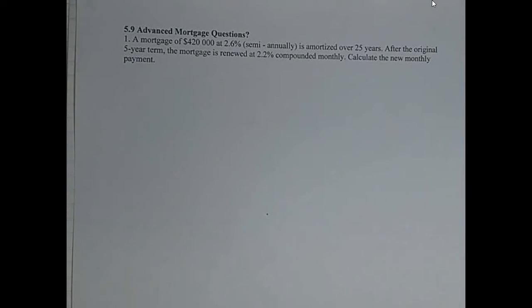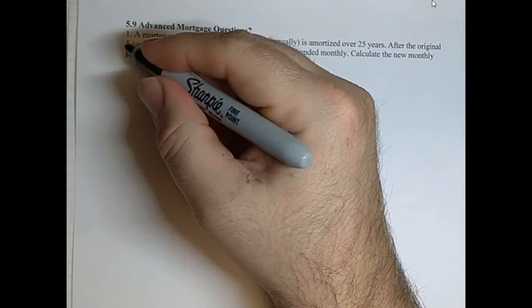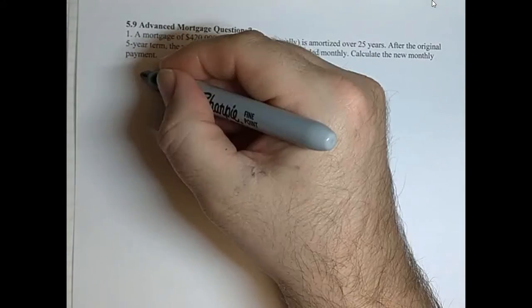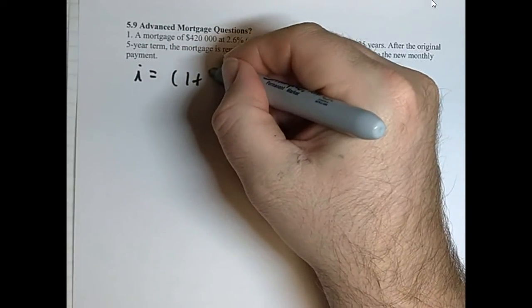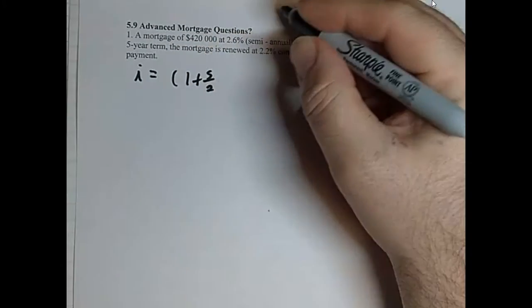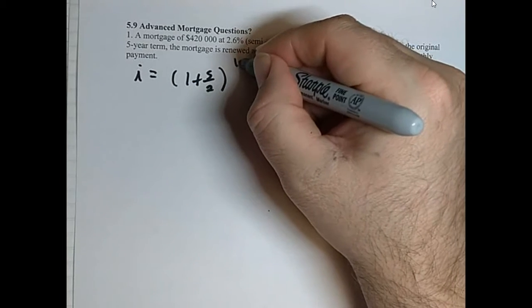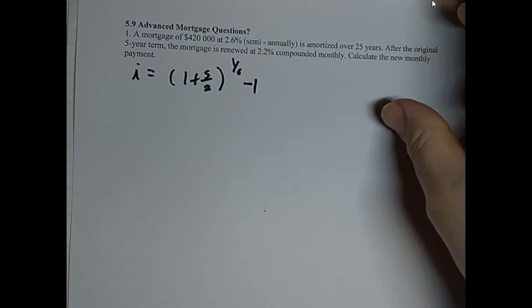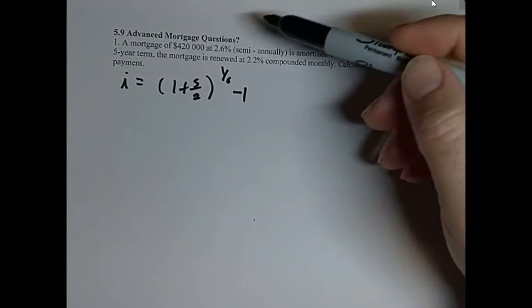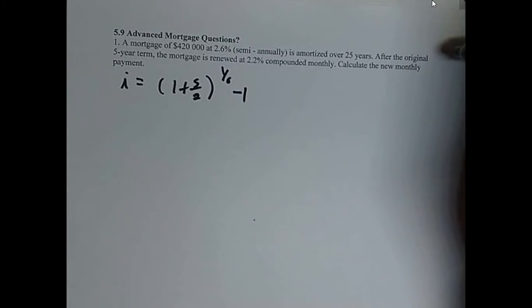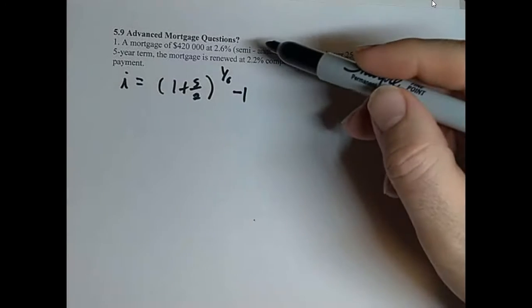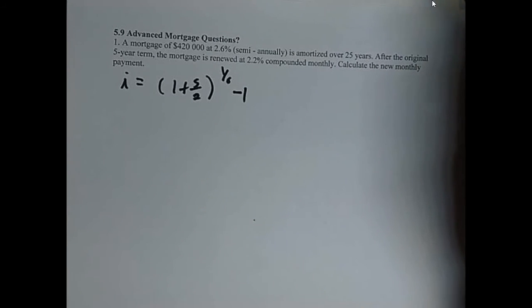Okay, step 1. Step 1 is find the interest rate. We're going to use i equals (1 plus j over 2) to the power of 1/6, minus 1, where j is the initial rate. We have a mortgage of $420,000 at 2.6% compounded semi-annually, amortized over 25 years. After the original 5-year term, the mortgage is renewed at 2.2% compounded monthly. Calculate the new monthly payment.